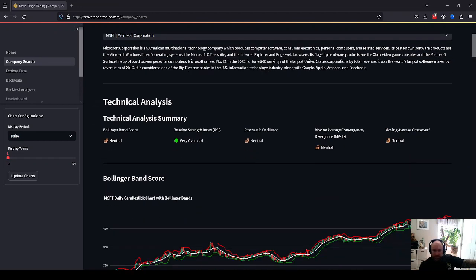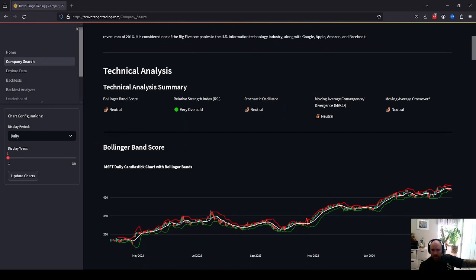High level technical analysis summary. So what are our 5 core indicators suggesting for Microsoft today? It is Saturday, March 30th. Bollinger Band score neutral, RSI very oversold, stochastic neutral, moving average crossover and MACD both indicating neutral.